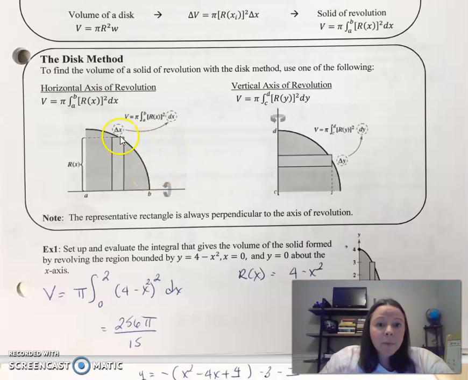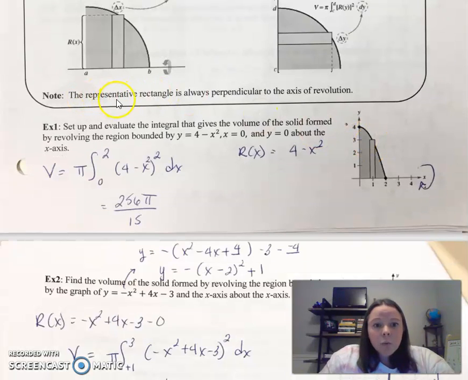So it's kind of cool. Now, if you're revolving around a vertical line, you're going to be in terms of y. Notice your bounds are the y values, your lower bound and upper bound, but it's the same formula, pi r squared times the height. We're just adding infinitely many of those cylinders or disks together to give us the volume. The radius is being determined by your function. That's that length here. The representative rectangle is always perpendicular to the axis of revolution.